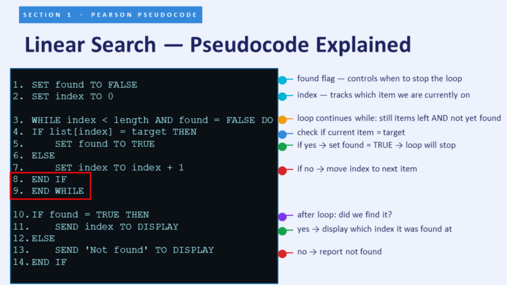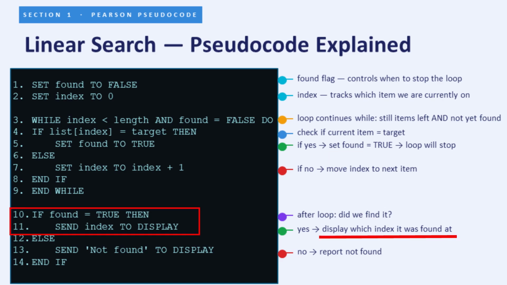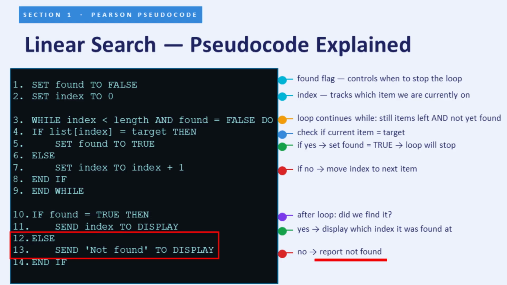Lines 8 and 9, end if, end while. These close the if block and the while loop. Lines 10 to 14, after the loop ends, we check whether we found it. If found equals true, then we output the index where it was found. Else we output not found.